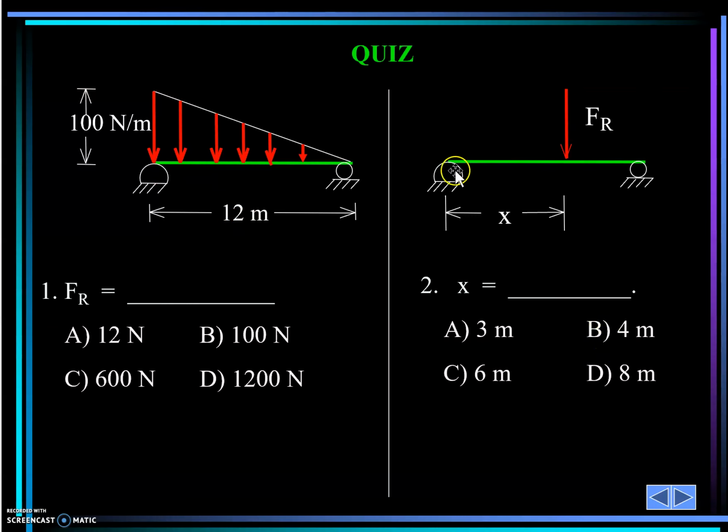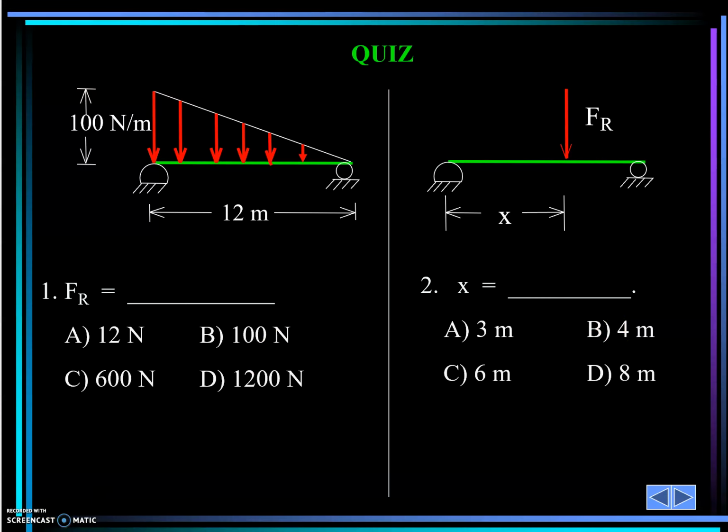You can do that, or you can just say sum of moments about the left support equals 0, equals FR, which is 600 times X, minus FR times X plus the force at the right end times the whole length 12 equals 0. And you know what that force is and what force is 1/3 and 2/3. So in this case you can find this, but honestly, centroid of the shape is 1/3 from the base, so the answer is B, which is 4 meters.